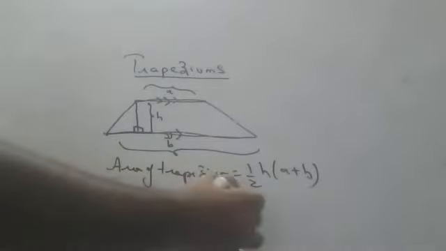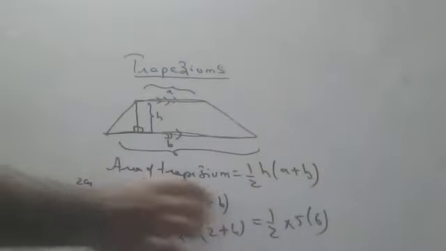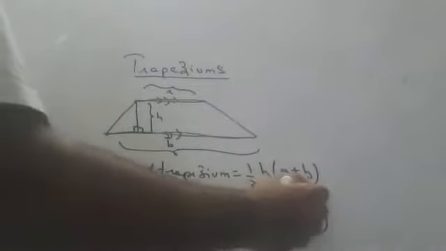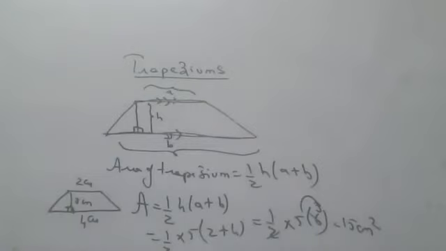So how will you do it, children? Half into 5 into 6, because 2 plus 4 is 6. Now 2 3s are 6, 3 5s are 15. 15 centimeters square is the area of the trapezium. That's it, easily you can do it like this. Very easy topic, children, trapezium.